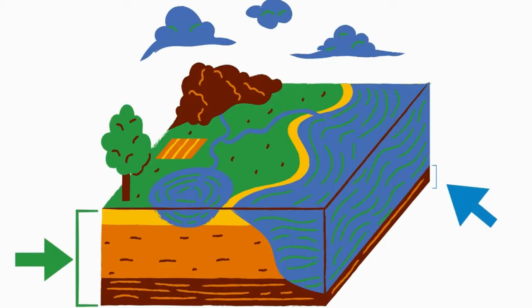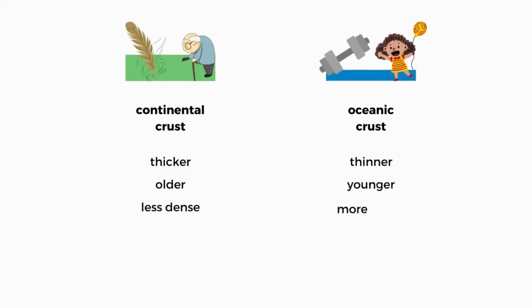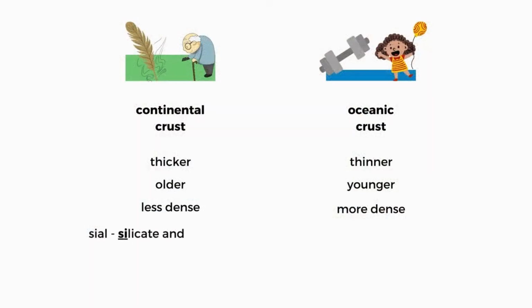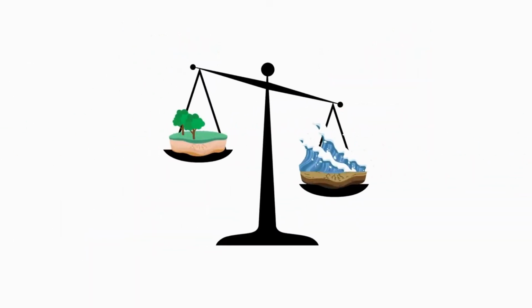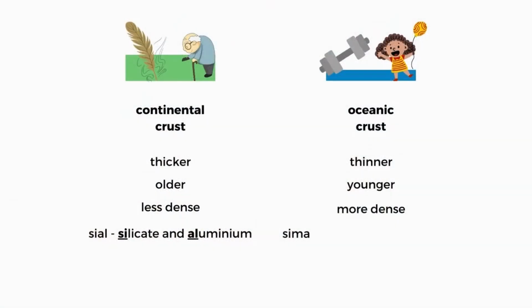Continental crust is thicker, while oceanic crust is thinner. As you can see in this diagram, continental crust is older, while oceanic crust is younger. Continental crust is less dense, while oceanic crust is more dense. This is because of their composition. Continental crust is mostly granite, made of silicate and aluminium, which is lighter than oceanic crust, which is mostly basalt and made of silicate and magnesium.